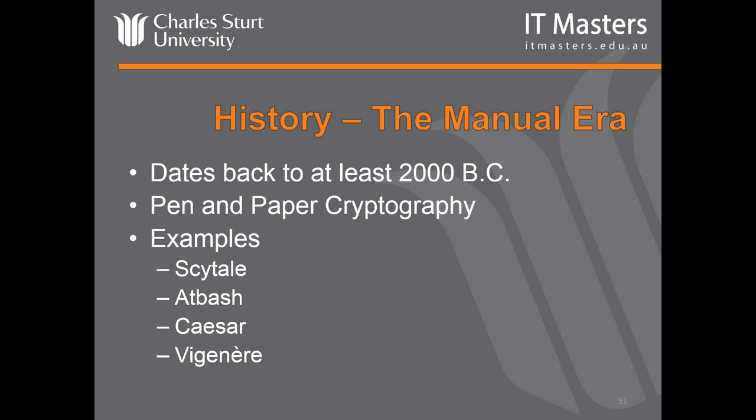It's been around a long, long time. We know that it dates back at least 2000 BC. We have pen and paper cryptography in the past, and there are some examples like Scytale, Atbash, Caesar, and Vigenère that you really need to know.